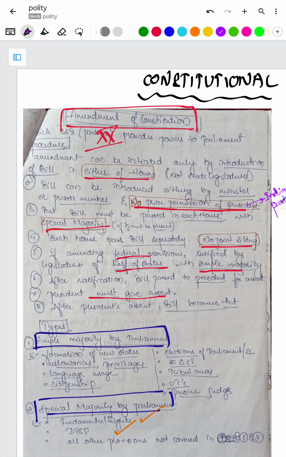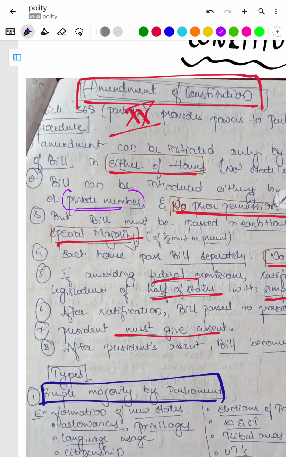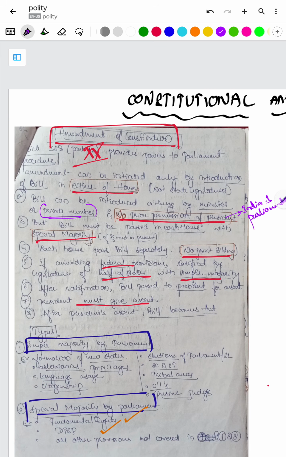there might be a very important question that always occurs: in which house can it be initiated? It can be initiated in either house, Rajya Sabha or Lok Sabha, but not in the state level. That is obvious, you won't make a mistake in that. Coming to the next question: can it be introduced by a private member? It's very important. Yes, it can be introduced by a private member too.